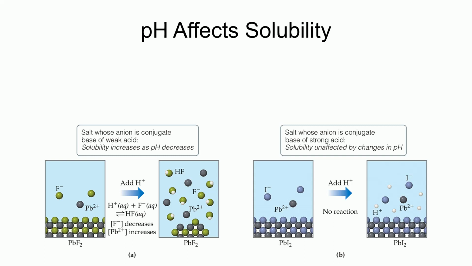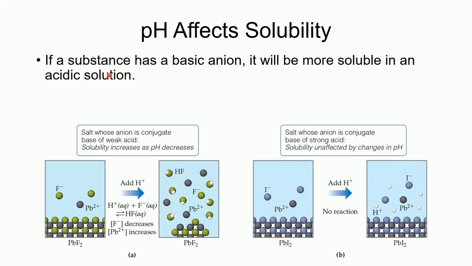We now want to look at how pH affects solubility. Previously, we were looking at the common ion effect, and now we want to look at how the pH affects the solubility. Well, if our substance has a basic anion, then anytime we add something acidic, it's going to make that substance more soluble. And the example that I have here is lead fluoride versus lead iodide.